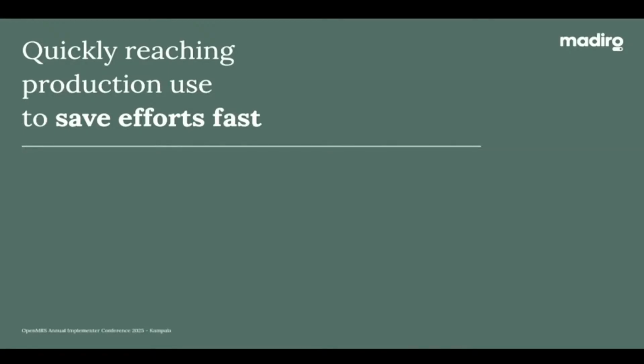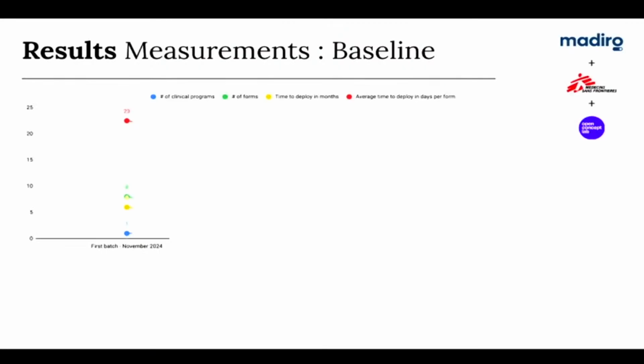But the idea was to save effort as fast as possible. And really, the two main options, OCL mapper and the form generator, were the ones that saved us the most time. So the results of this, I'd say, 9 months of work.